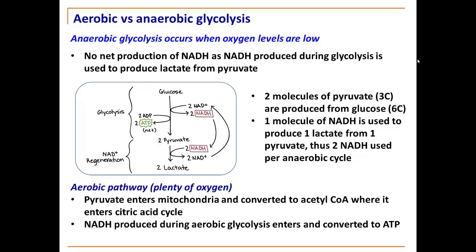And in the aerobic pathway, the pyruvate enters the mitochondria, is converted to acetyl-CoA, and enters the citric acid cycle. And the NADH produced during aerobic glycolysis, this stuff over here, also enters the mitochondria and gets converted through the electron transport chain, which we'll talk about later, into ATP.